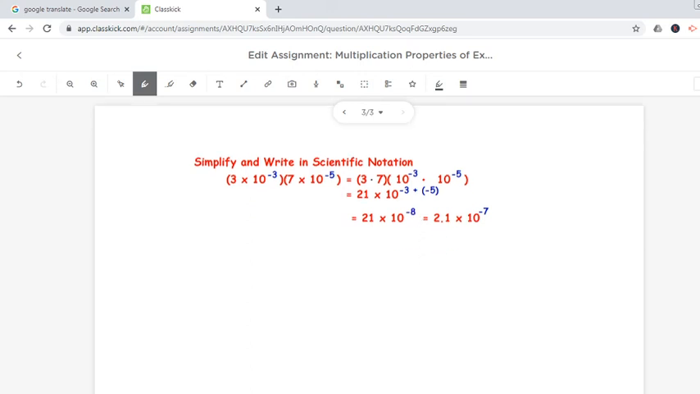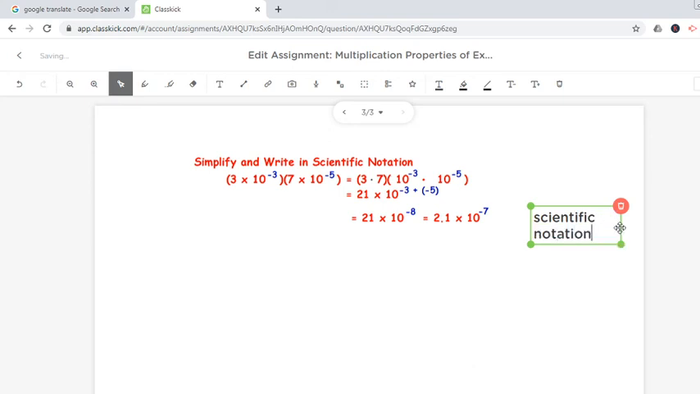But we want this 21 times 10 to the negative 8 to be in scientific notation. So let's see if I can write scientific.